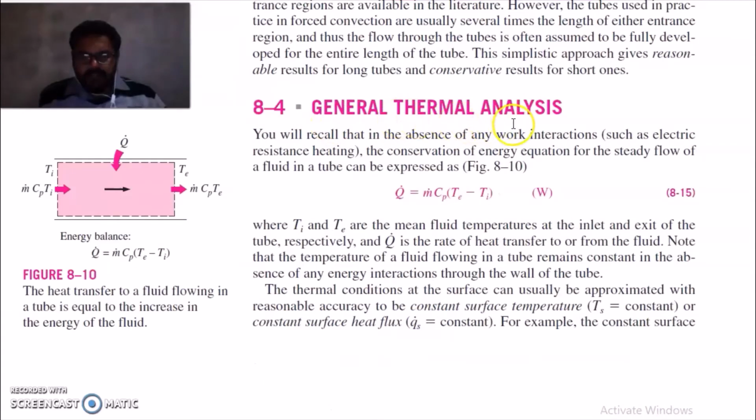General thermal analysis. You will recall that in the absence of any work interaction such as electric resistance heating, the conservation of energy equation for steady flow of fluid in a tube can be expressed as Q = m Cp (T exit − T inlet). So this is a tube. This is the energy at the inlet, m Cp Ti, and this is the energy at the outlet. In the energy balance, if there is heat transfer into the tube, the temperature will rise, and this heat transfer is equal to m Cp ΔT. So this is your energy balance here.